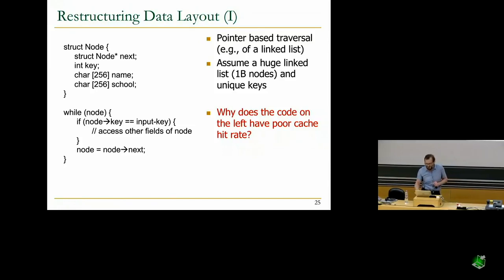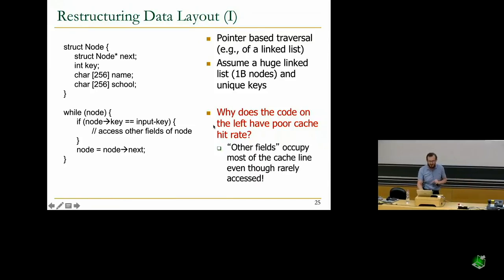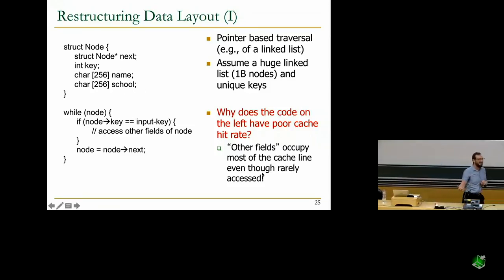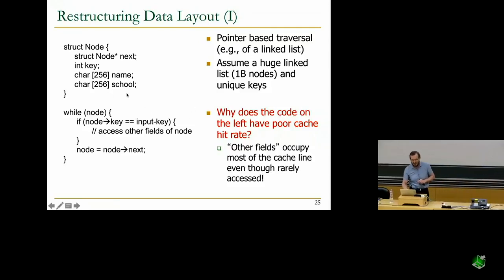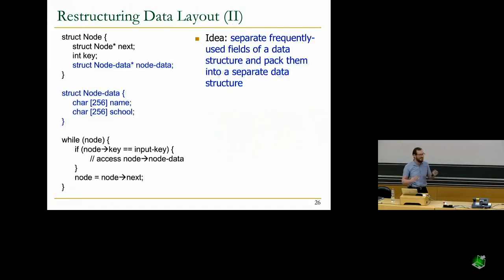So if you were smarter, you could do something else. Basically, the problem is these other fields, name and school, occupy most of the cache line, even though they're rarely accessed. And if you are a smart programmer, you realize that, oh, I'm not going to access these often. I'm going to access these less often, but I need really next and key to be able to go through the next node. What you could do is you could rewrite your program. This is one way of rewriting it, such that you have 2 objects.